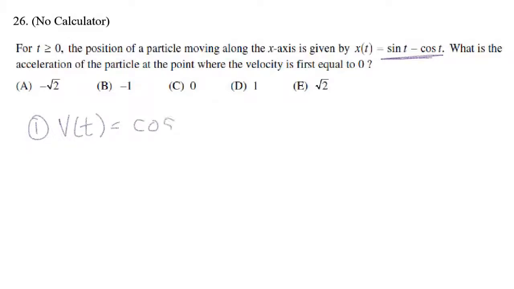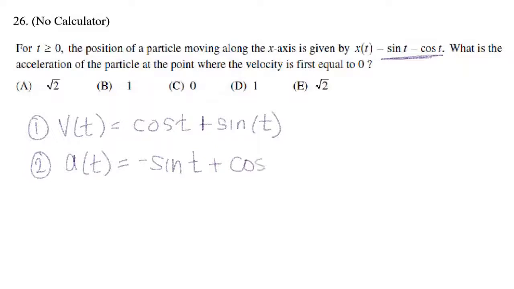So the derivative of sine of t is cosine of t, minus the derivative of cosine, which is negative sine, so that's going to change that. And we want to know acceleration also, so let's go ahead and find the acceleration function while we're doing this. So we have negative sine of t plus cosine of t, and we want to know the acceleration of the particle at the point where the velocity is equal to 0.